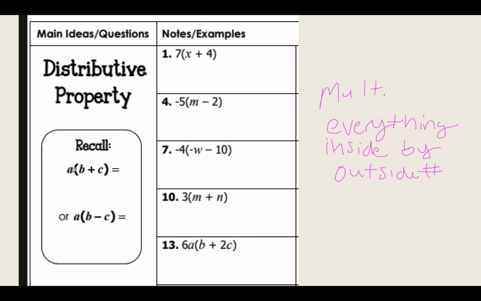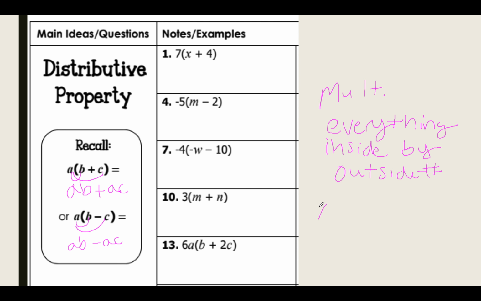So here you've got A times B is going to be AB. A times C is going to be plus AC. The sign in the middle is also going to come along with it. So another thing you may want to write down as a reminder: A times B is going to be the same, and A times negative C is going to be negative AC.